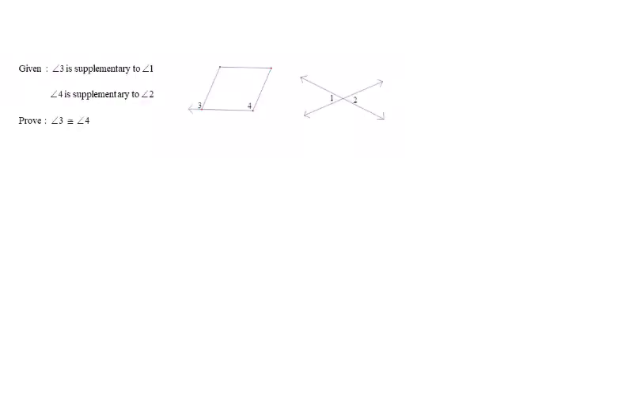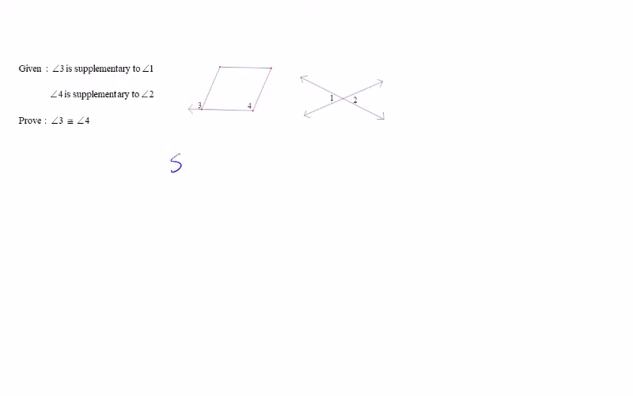All right, here we're given angle 3 is supplementary to angle 1. So angle 3 and angle 1 are supplementary. Angle 4 is supplementary to angle 2, right? And we're trying to prove that angle 3 is congruent to angle 4.